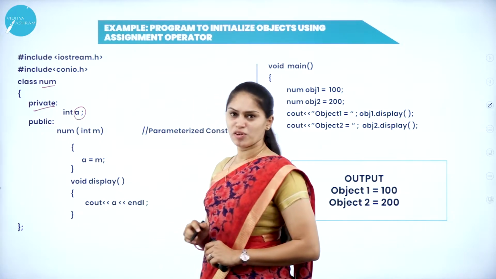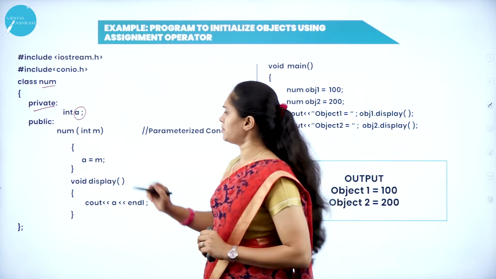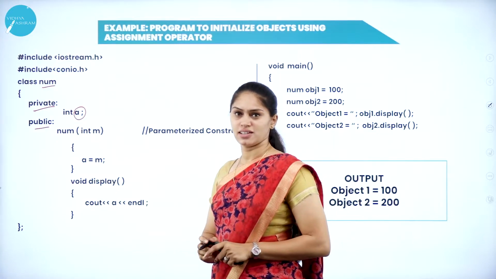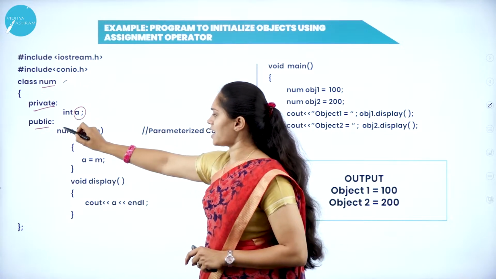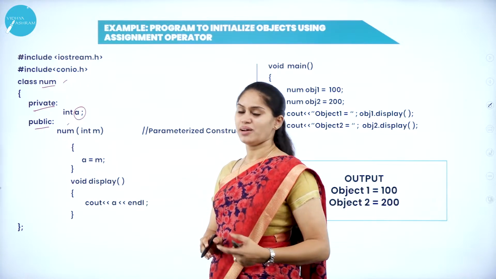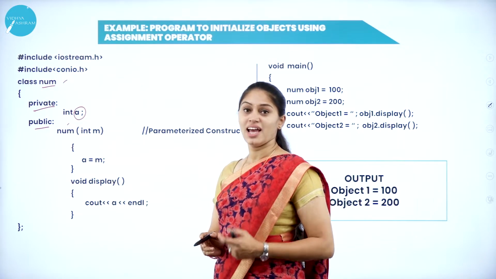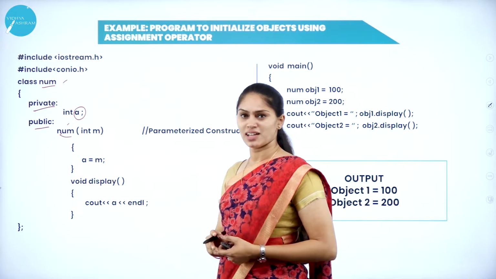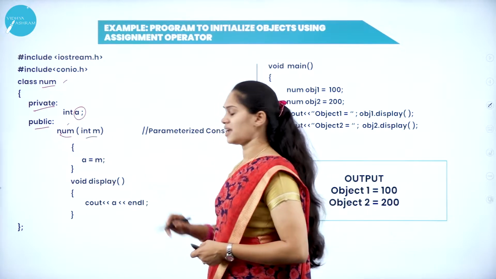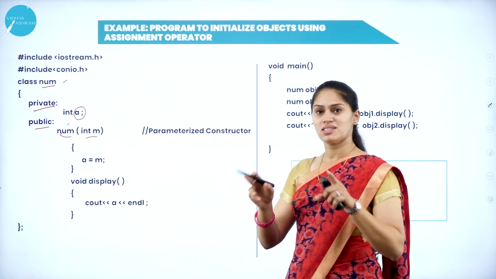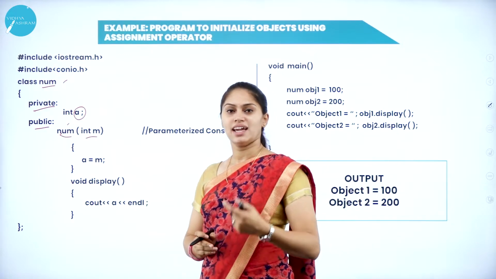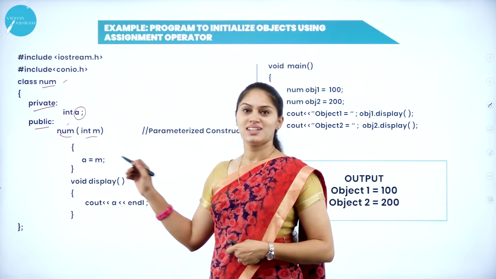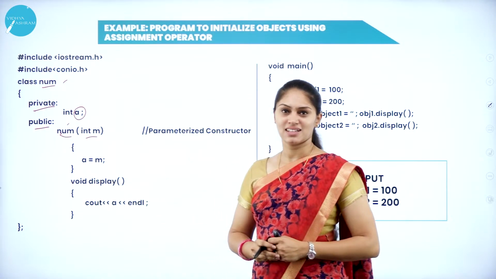Under the scope of private, I have one data variable, that is A. Under the scope of public, I have a constructor. It has the same name as the class, it has no return type, and it comes under public, so I can say that num is a constructor. Which type of constructor is it? It is a parameterized constructor, because within the parenthesis it is taking an argument or a parameter.